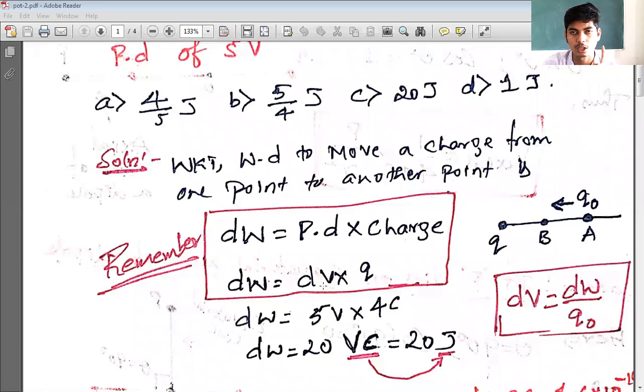Suppose there is a potential difference of 5 volt between 2 points. So dV is 5 volt. Charge to be moved is also given to us, 4 coulomb. 5 4s are 20. V into C, what is V into C?